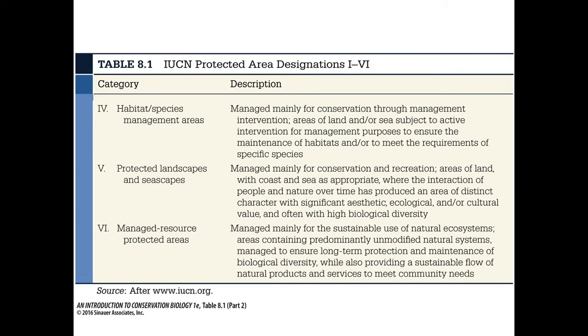We have habitat and species management areas. These are managed mainly for conservation through management intervention. We have protected landscapes and seascapes, which are managed mainly for conservation and recreation. And they have more interaction with people and have areas of a distinct character with significant aesthetic, ecological, and or cultural value, often with high biological diversity. And managed resource protected areas, managed mainly for sustainable use, so meaning that there is a lot of human interaction with those.